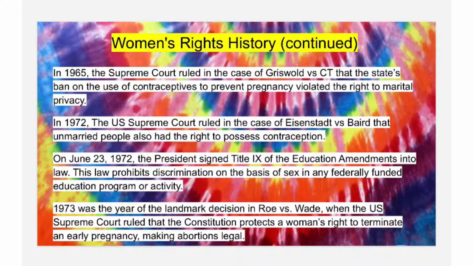On June 23, 1972, the President signed Title IX of the Education Amendments into law. This law prohibits discrimination on the basis of sex in any federally funded education program or activity. 1973 was the year of the landmark decision in Roe v. Wade, when the U.S. Supreme Court ruled that the Constitution protects a woman's right to terminate an early pregnancy, making abortions legal.